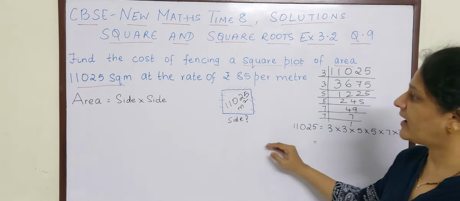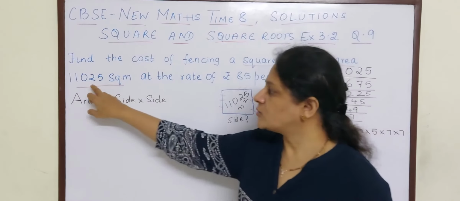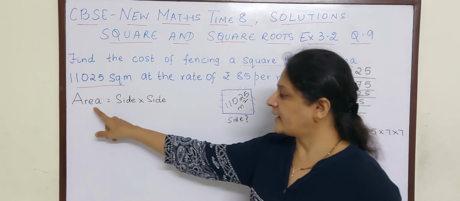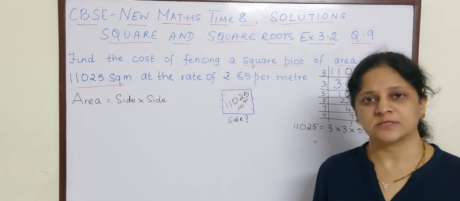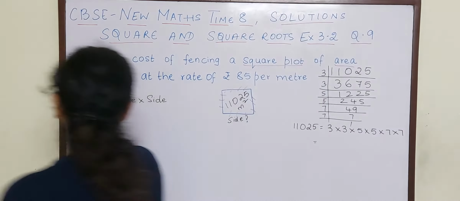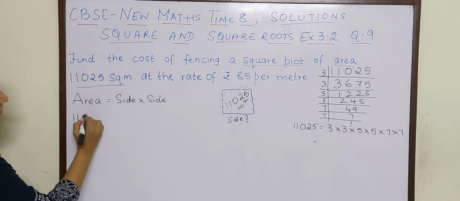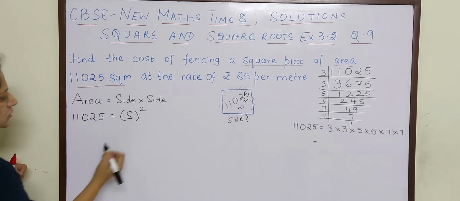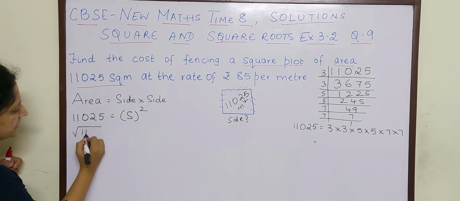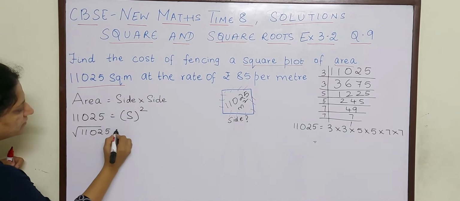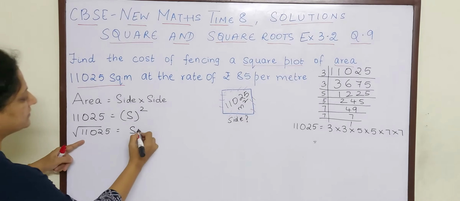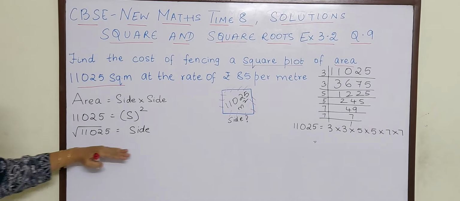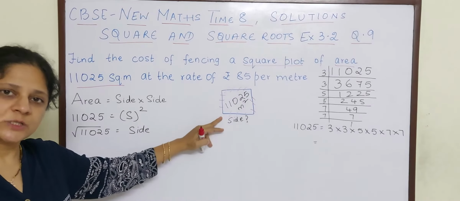And this is where area of 11,025 is going to help us. Because we know that area is equal to side into side. So area is equal to 11,025 is equal to side square. So side will be square root of 11,025. So if we find the square root of 11,025, we will get the side of a square.